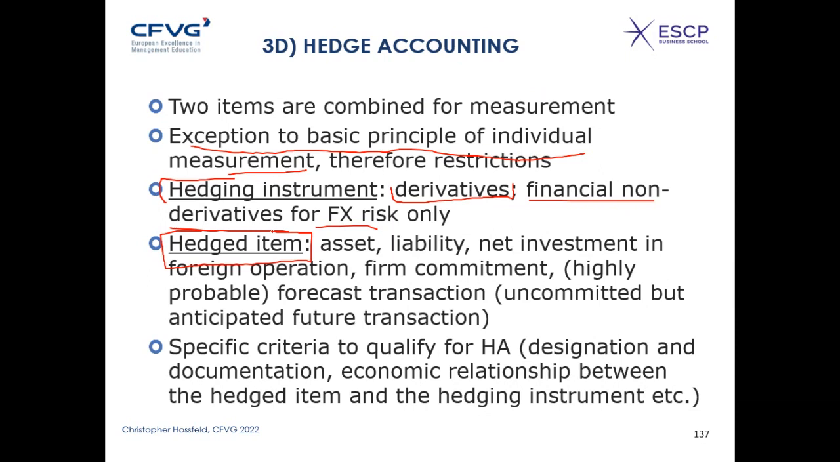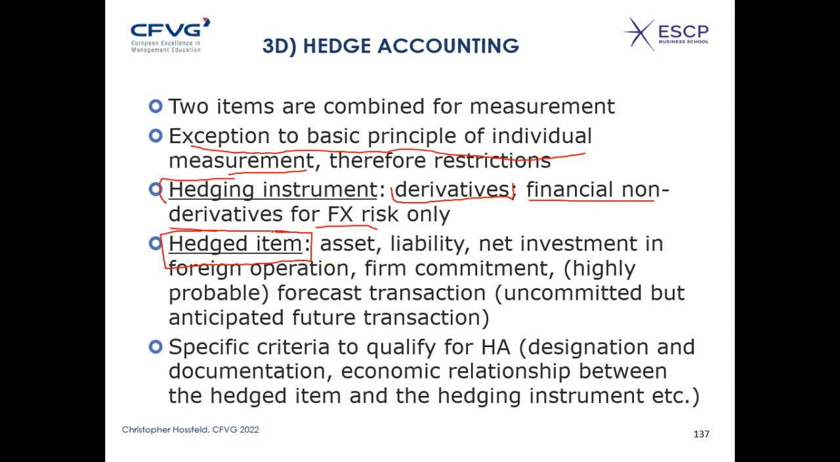Now, all these assets, liabilities, net investments are items that are on the balance sheet, but I can even hedge items that are not or not yet on the balance sheet. For example, firm commitments. So I ordered a new machine. The machine will be delivered in 6 months, and therefore in 6 months I need to pay $1 million because the supplier of my machine wants a payment in dollars. That's a firm commitment because it's a fixed order. It will be delivered. I will have to pay.